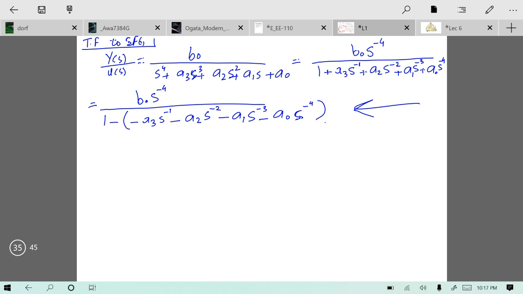What was in the denominator? In the numerator we have paths. So how many terms are there in the numerator? In this transfer function, there is only one term in the numerator, which is b naught s minus 4. It means that we have a single path from input to output, and the gain of that path is b naught s minus 4.